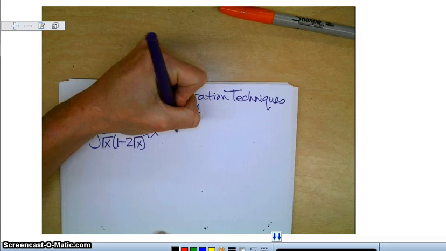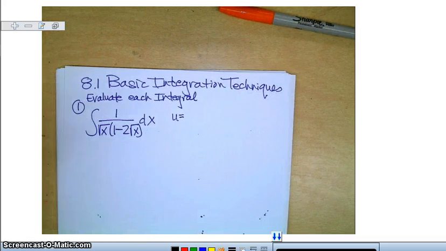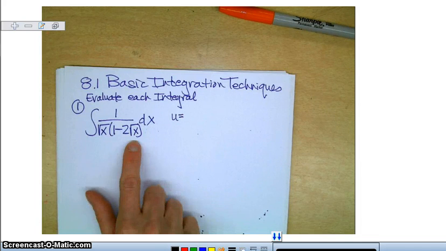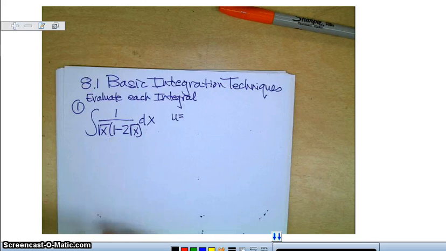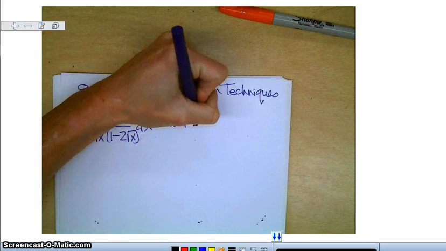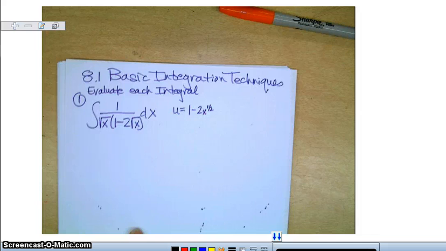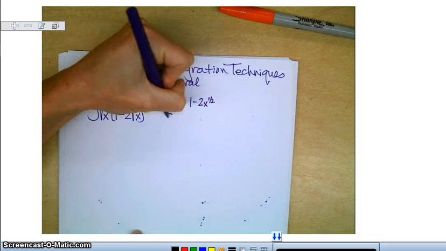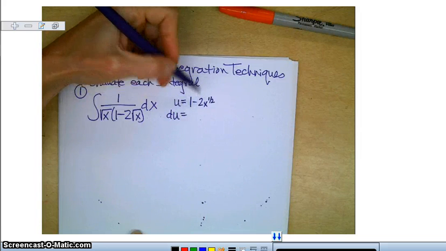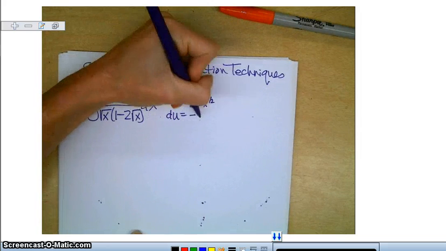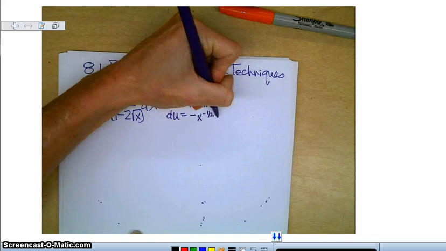Let u equal something in the parentheses, under a radical. In this case, it doesn't make much sense to just let x be u, so I'm going to pick what's in the parentheses. So u is 1 minus 2x to the 1/2. That helps us find du. If I multiply by 1/2, that becomes negative 1, x to the negative 1/2 dx.